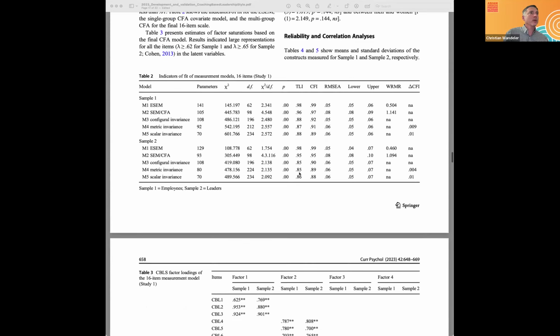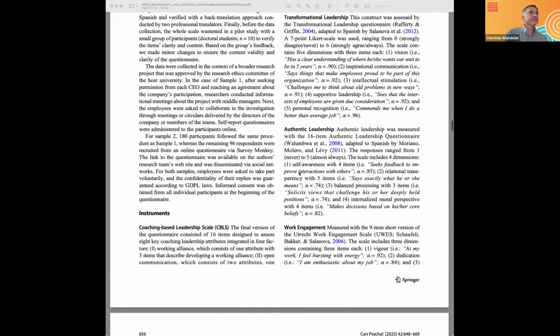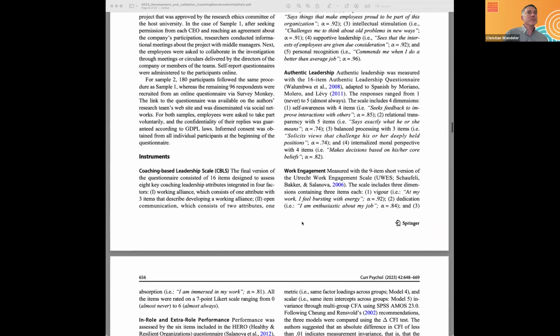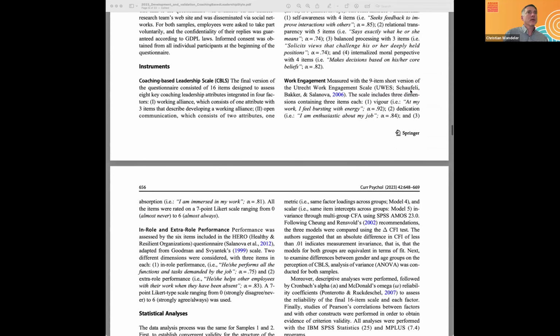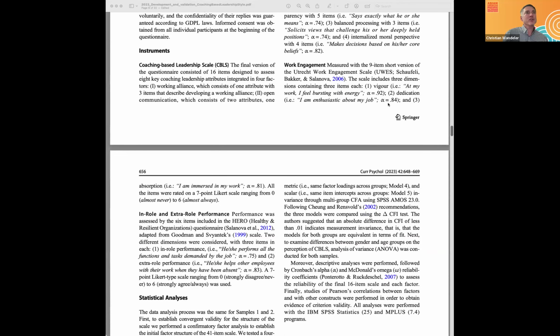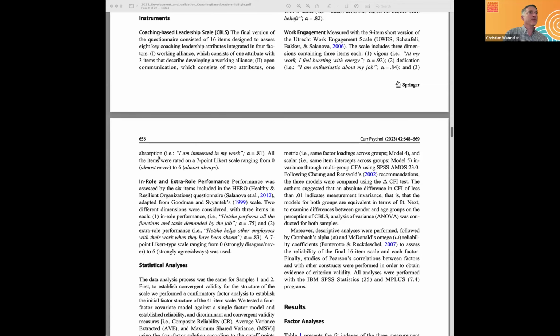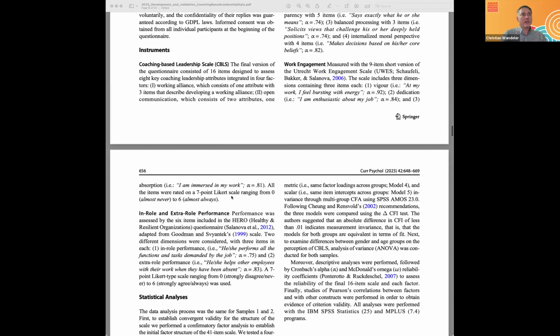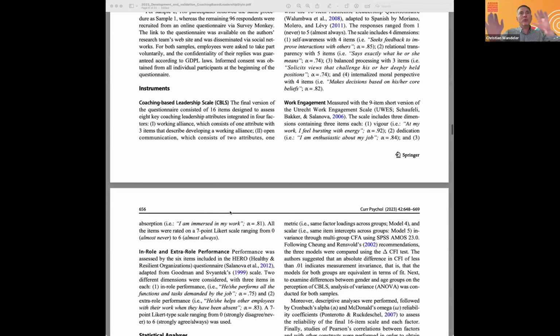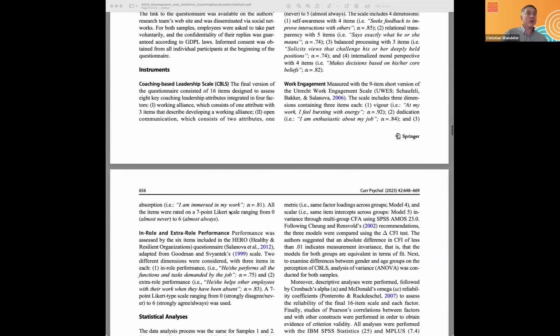Let's go look here really quick. Work engagement. Oh yeah, we kind of knew that. Three dimensions, right? Vigor, dedication, and absorption. Okay. And then they have in-role and extra-role. Okay, so here now it's crystal clear, right? There are two different constructs.